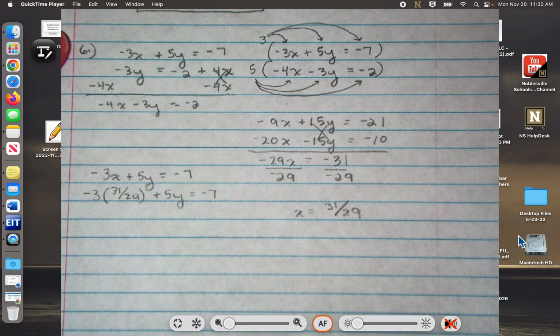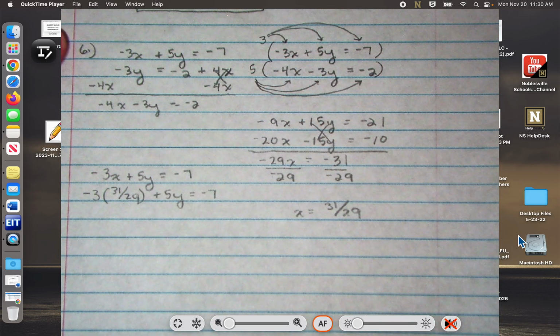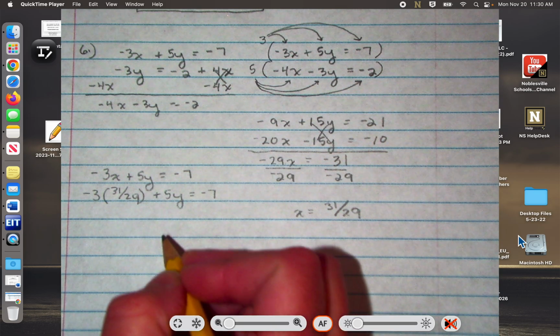93 divided by 29. Let me get out my calculator here. I'm gonna guess it's 3. Remember that fraction is 3 times 3 divided by 29. Was I close?